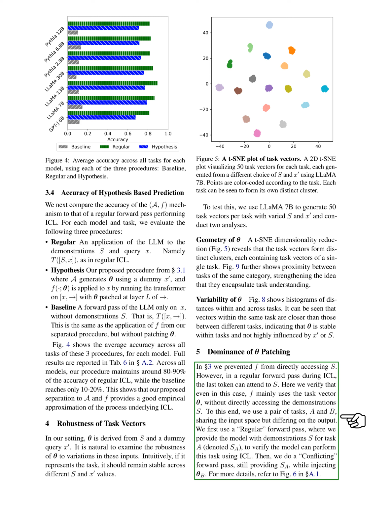We also found that even when the last token can attend to the demonstrations, the model mainly uses the task vector, without directly accessing the demonstrations. This was confirmed by a test where we provided the model with demonstrations for one task, but injected the task vector for a different task.